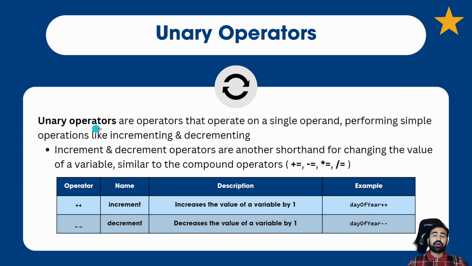Those are unary operators. So, operators that operate on a single operand, performing simple operations like incrementing and decrementing. There are definitely more unary operators than these two, but these are the most useful to us, so we're not going to cover all of them in this category, just these two.